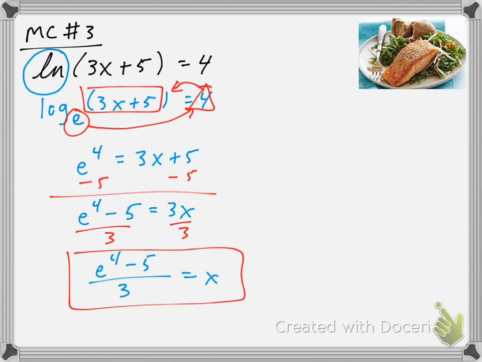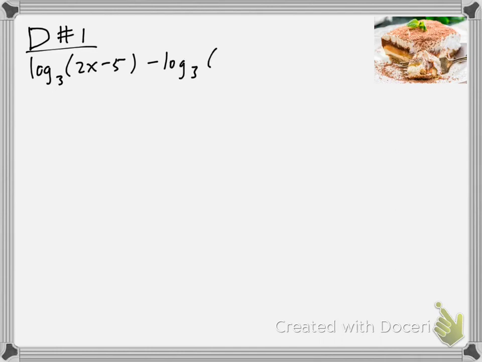Finally, as you know, there's always room for dessert. So we have our first dessert problem, number one, and it's the best for last. Log base 3 of 2x minus 5 minus log base 3 of 3x plus 1 is equal to 2.